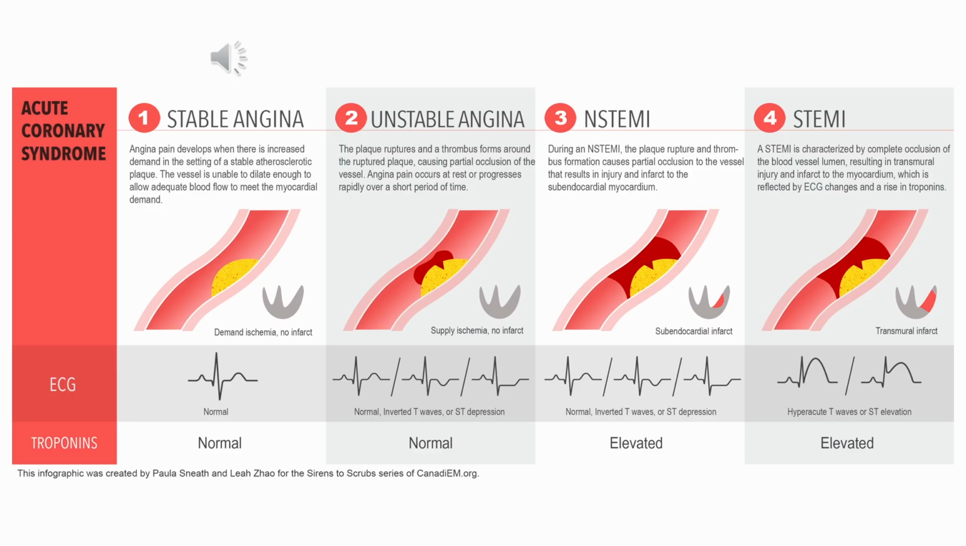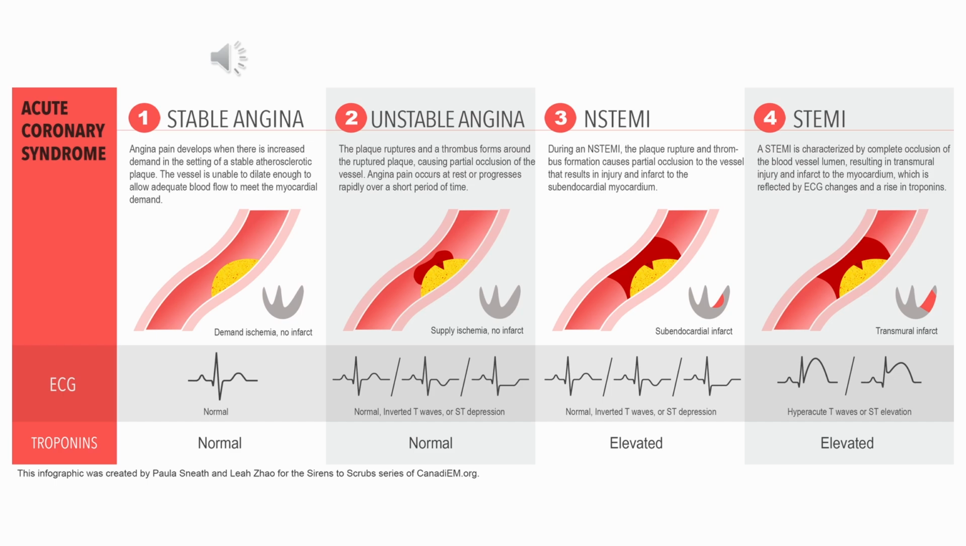All right, so this picture just gives a really good visual summary of the progression of acute coronary syndrome and the key differences between chronic stable angina, unstable angina, NSTEMI, and a STEMI. So starting on the left, we see stable angina. And again, in this stage, angina occurs due to increased myocardial oxygen demand in the presence of a stable atherosclerotic plaque. The vessel is still able to dilate enough to maintain blood flow, preventing infarction.